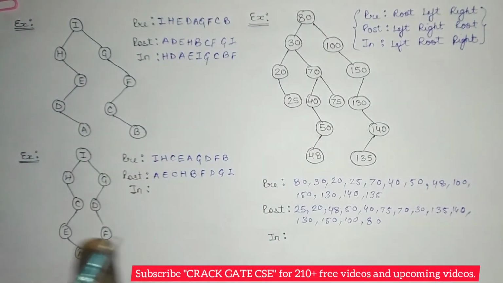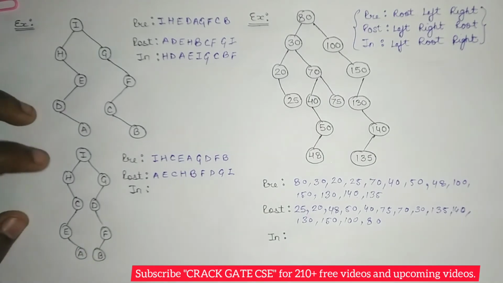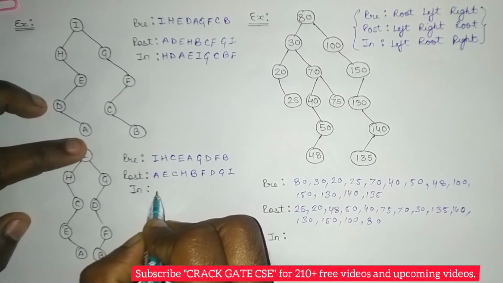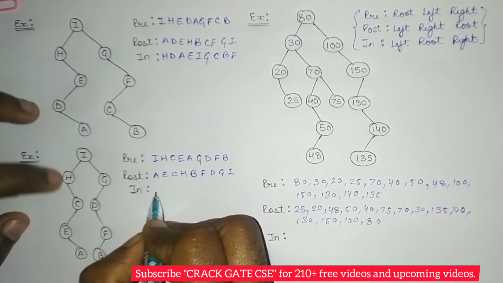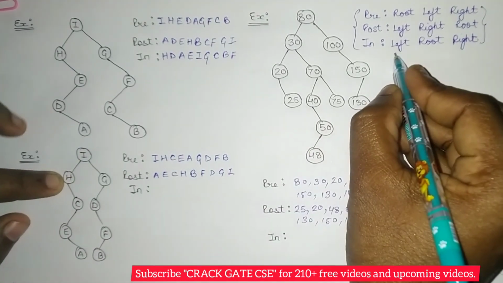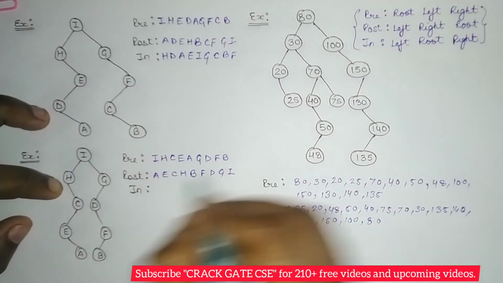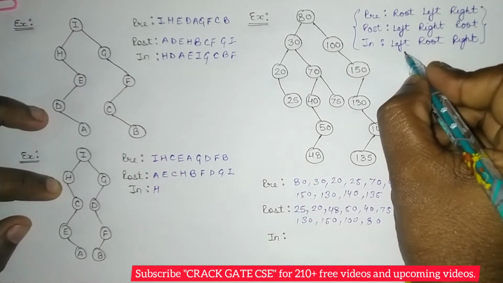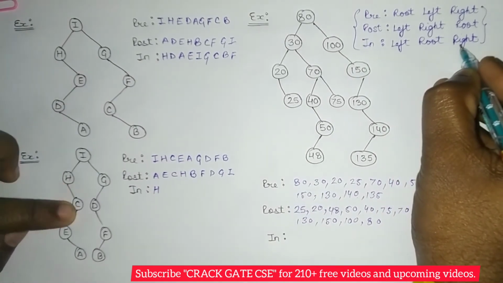Similarly, you can find out the in order for this question. Let's understand this as well. So go to the left. The left of I is H. Again check if left exists. No, left doesn't exist, so print H. Now H is printed, move to the right.